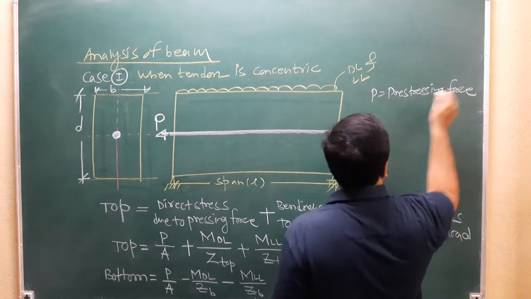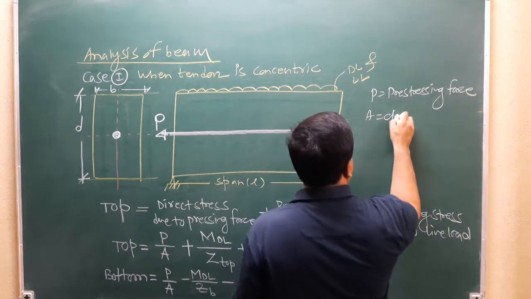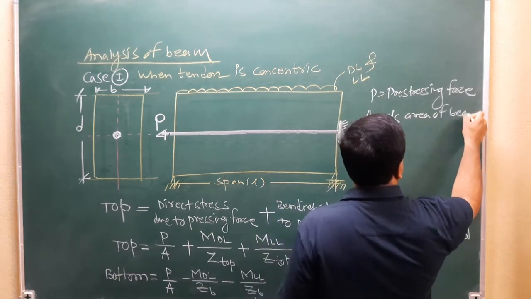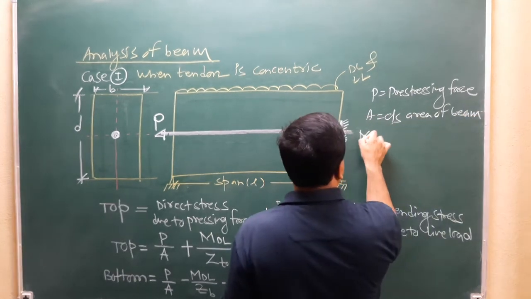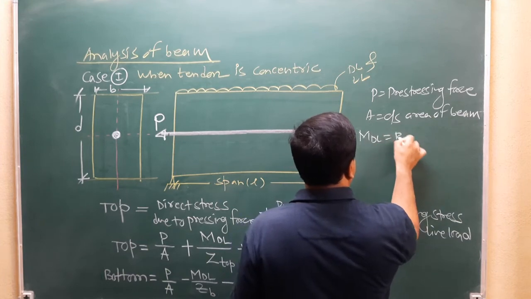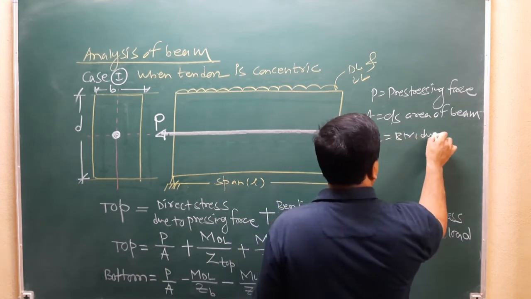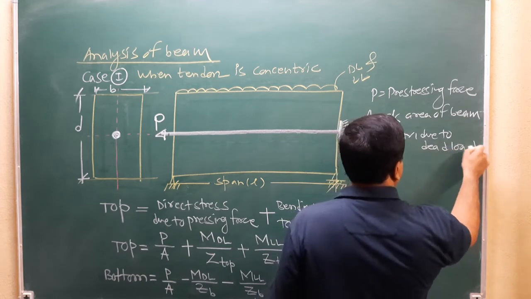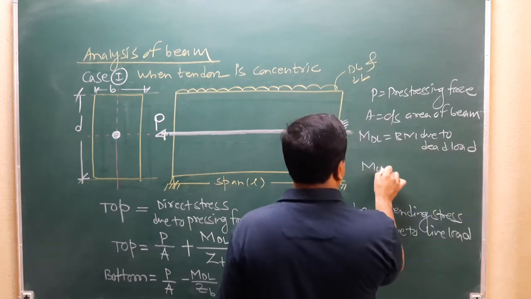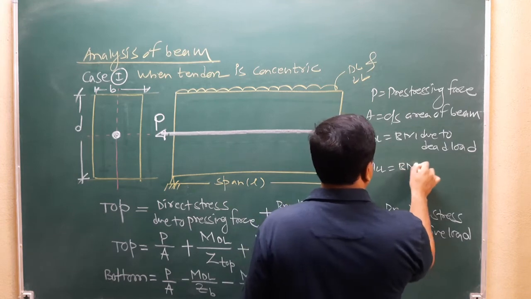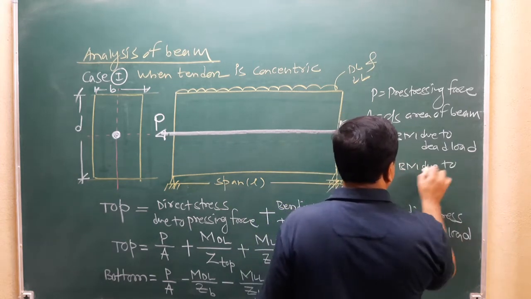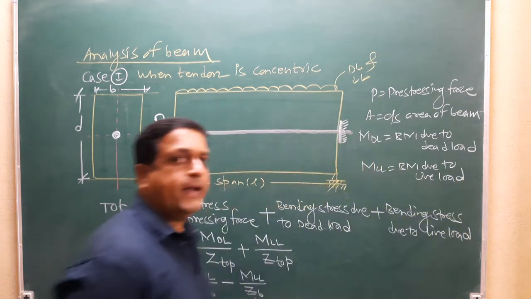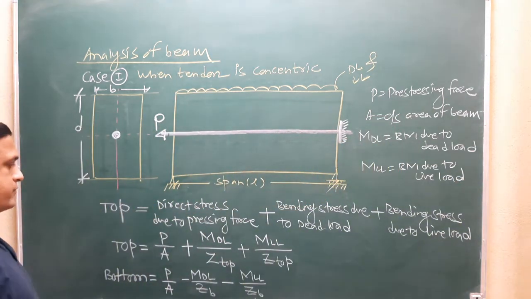P is the prestressing force. Capital A is the cross-sectional area of the beam. M dead load means bending moment due to dead load, and M live load means bending moment due to live load. Bending moment due to live load, isn't it?